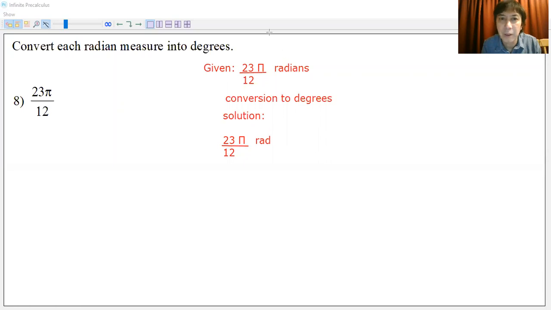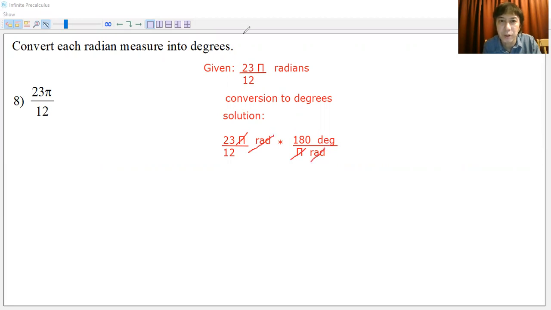So we start from the given, and then our conversion factor. This is our conversion factor. So times, we now have the 180 on top, 180 degrees for every pi radians. This is our conversion factor. And so you can see the pi and the pi cancels out. This is a number, it cancels out with this number. Also, the unit radians cancels out with the other unit radians there.